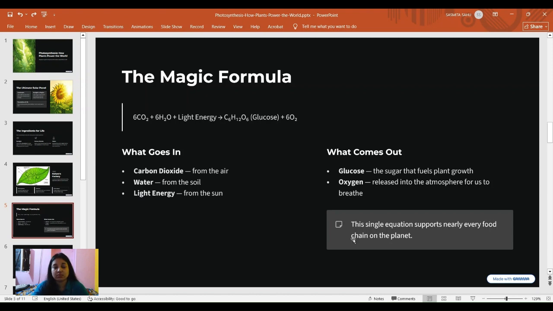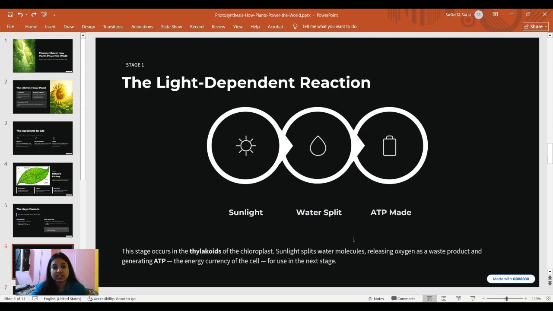Then stage 1 of photosynthesis, the light dependent reaction. What is the light dependent reaction? It is the reaction that occurs in the presence of light. That is, sunlight splits the water molecule and generates ATP. And what is ATP? The energy currency of the cell that is used for the next stage.